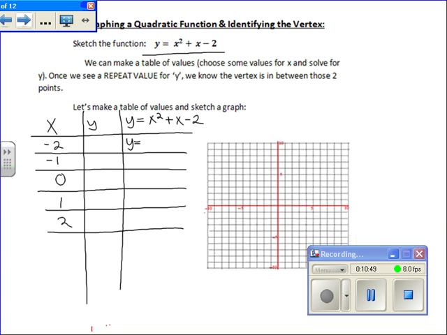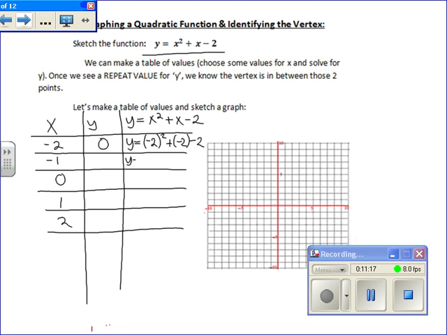So I'm going to put everywhere I see an x, I'm going to put in the value for x. So I'm going to have -2 squared plus -2 minus 2. I have to keep that constant negative 2 in my equation. So what do I get here? Well, -2 squared is +4. +4 minus 2 is +2. And 2 minus 2 is 0. So y is 0 when x equals -2.